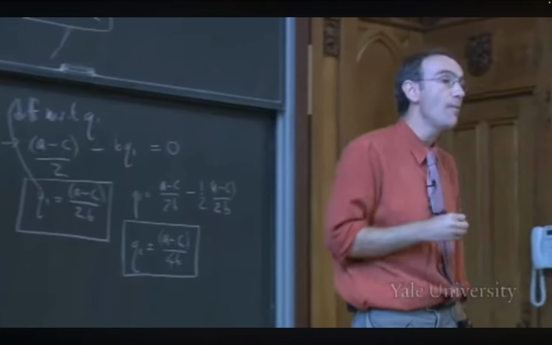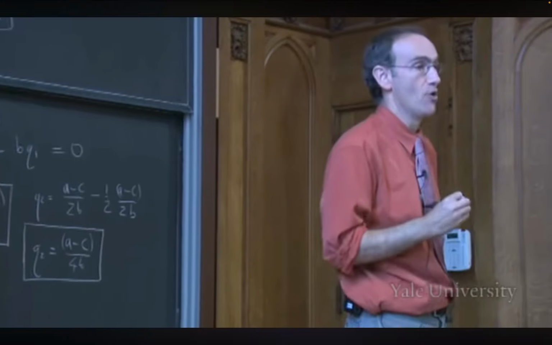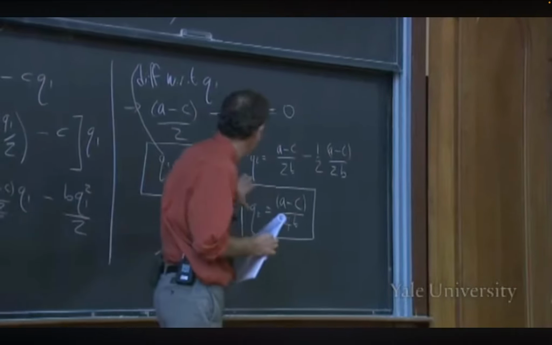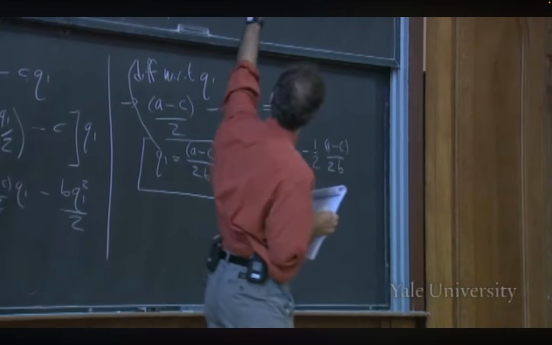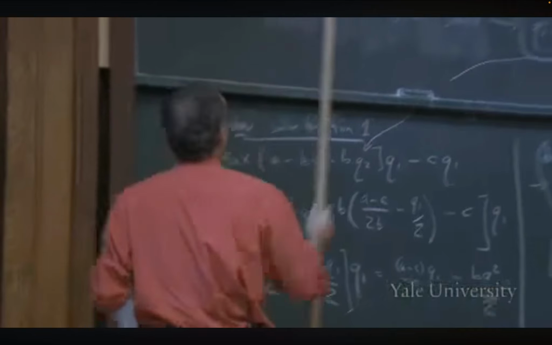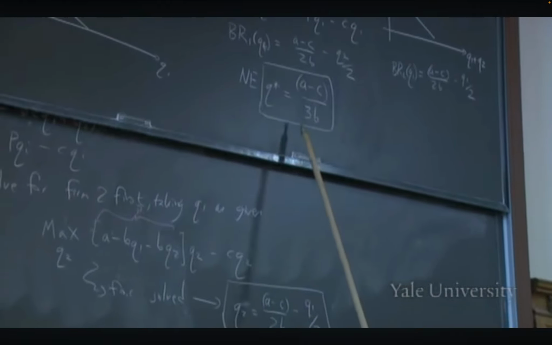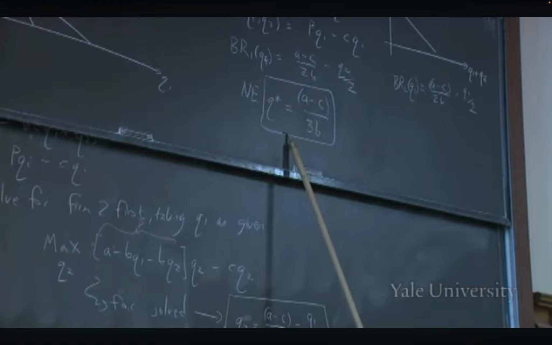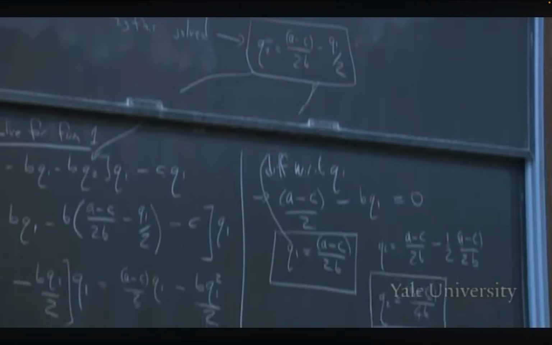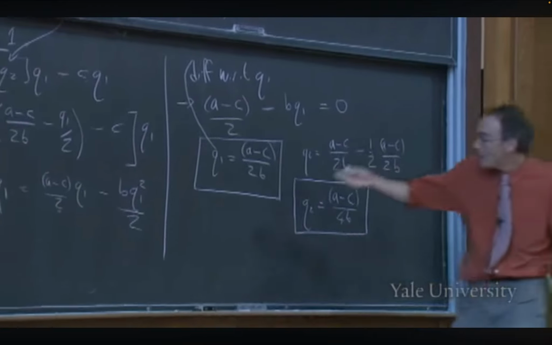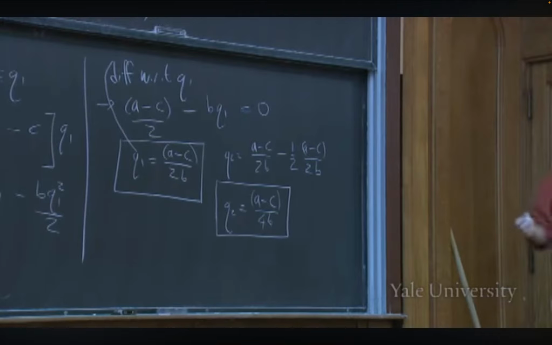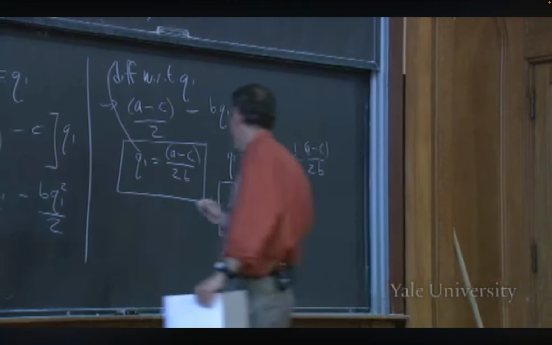Let's see how it matches up with the intuition we developed before without using any boring math. So first of all, we're comparing q1 and q2 with what they used to produce, and what they used to produce is on the top board. What they used to produce is a minus c over 3b. Is that right? So our claim was that we think the new q1 is bigger than the old Cournot quantity. So now firm 1 is producing a minus c over 2b. Previously it was producing a minus c over 3b, so that is indeed bigger. That's good news, right?